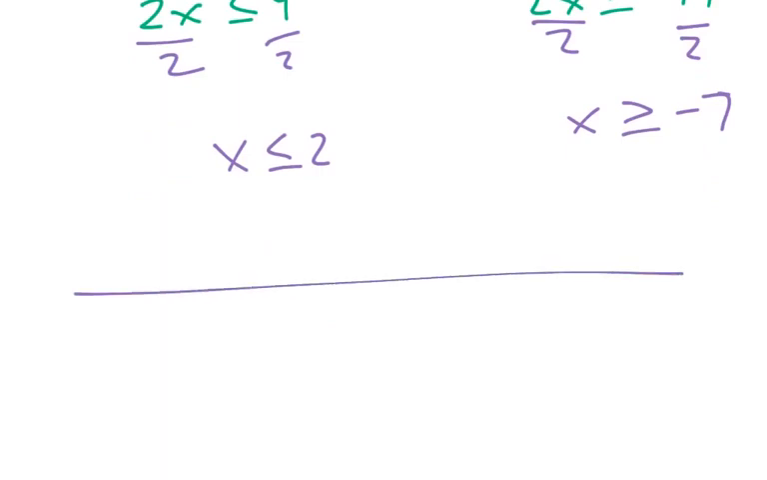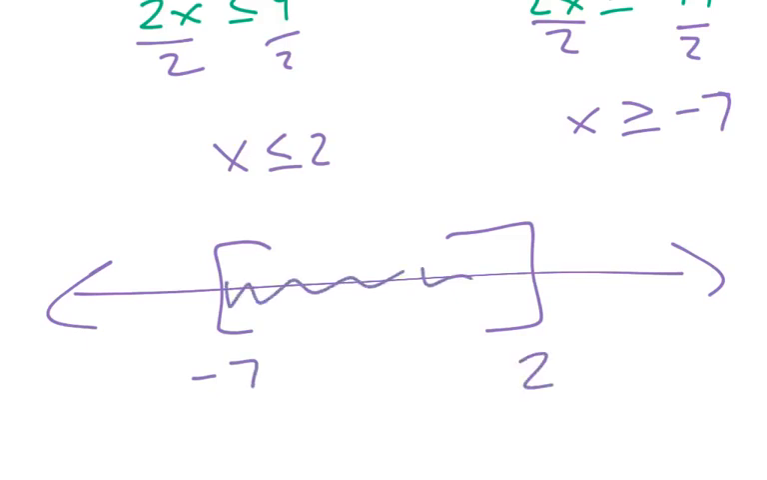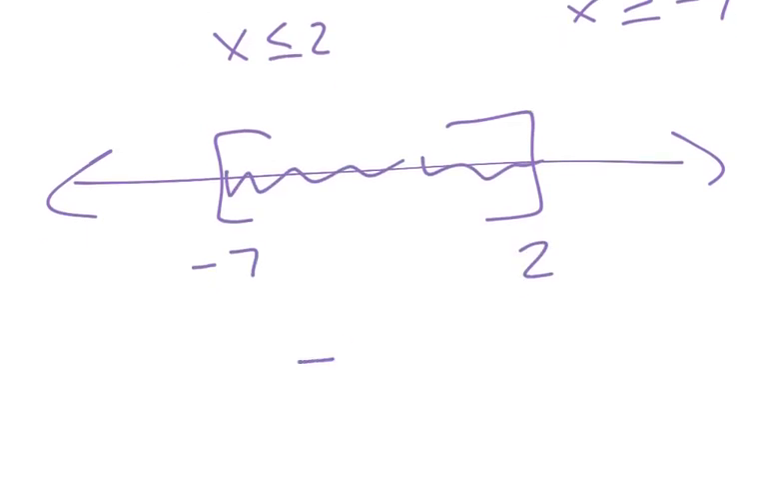Graphing it, remember this is including the value, so they're going to be in brackets. Here's negative 7, here's 2, and again, it's what's in between. So the final answer is negative 7 to 2 in brackets.